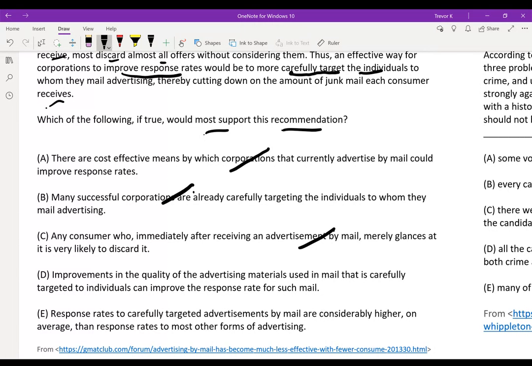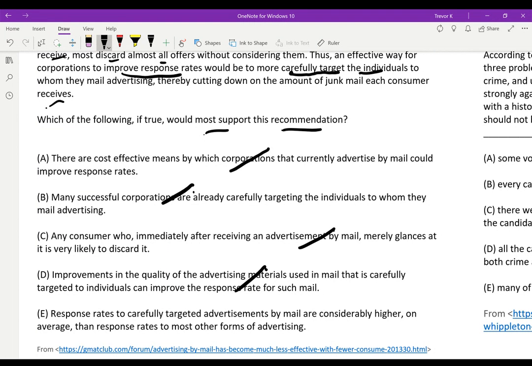All right, D, improvements in the quality of the advertising materials used in mail that is carefully targeted to individuals can improve the response rate for such mail. Okay, so again, this isn't super helpful here. This isn't super helpful because I don't get much information on, does carefully targeting actually improve response rates? All I get is that if you improve the quality of advertising materials, you improve response rates.